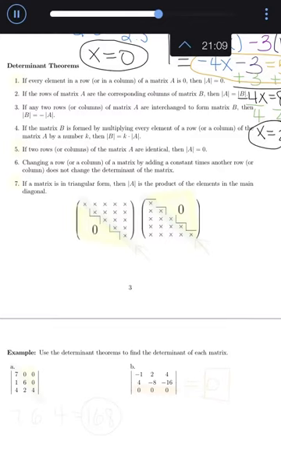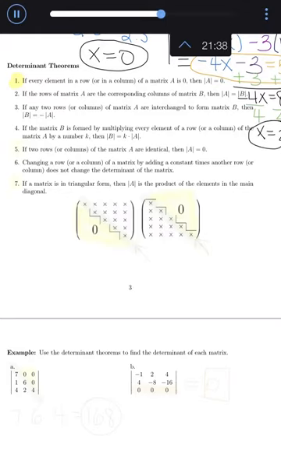Theorems. Only a couple of them are really going to get used a lot. And that's going to be mainly the first theorem, which says that if you have an entire row or an entire column of a matrix that's zeros, then the whole determinant for the entire matrix, no matter what its size is, will also be 0.